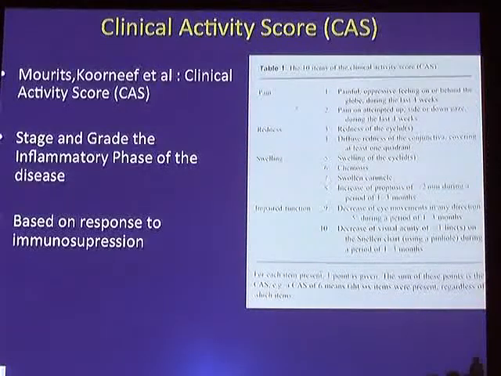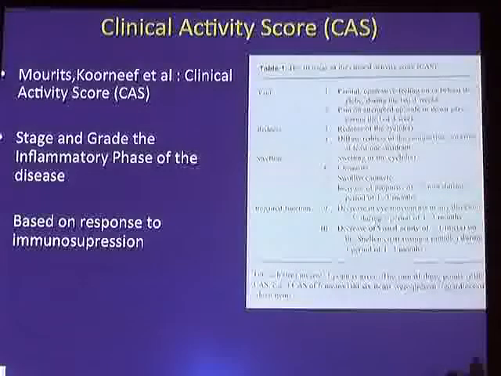Now when you want to classify this, Dr. Sampath spoke about the different classifications. For some of you not here, I prefer to use something which came up in the 90s by Mourits and Koornneef, called the clinical activity score, which basically has 10 points, with 4 to 5 features. The first 3 features, pain, redness, and swelling, give you a better idea of activity or the active phase, while the last 2 points give you a functional deficit.